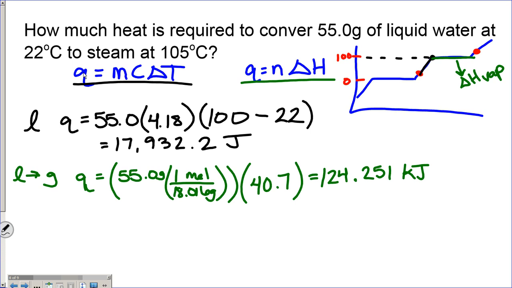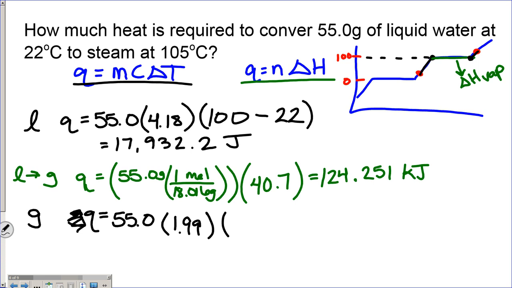So first we heated up the liquid water to 100, then we changed it into a gas, but still at 100, so we're at this corner right here, but we have to heat up to that 105. So we have one last gas step. While it's a gas, the temperature is changing. So we go back to that first equation, Q equals mC delta T. Remember, our mass is still 55. Our C, our specific heat for steam, would be given to you on a quiz or a test, so that was the 1.99 joules divided by grams times degrees Celsius.